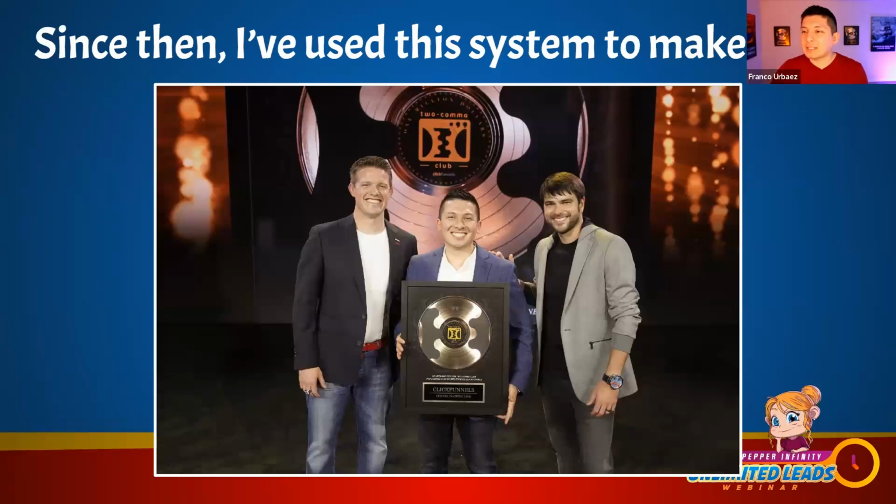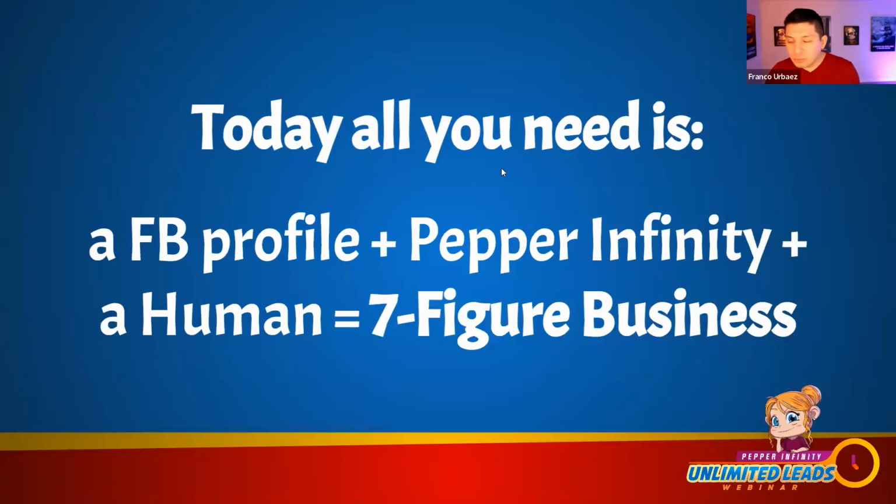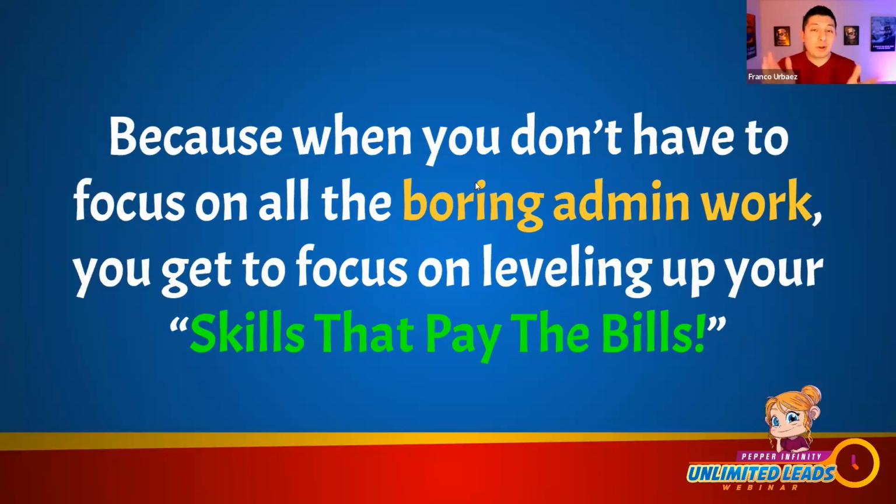Since then, I've used this system to make over $3 million from my personal profile. That's how the $1 Million Organic Marketing System was born. Today, all you need is a Facebook profile, Pepper Infinity, and a human, and you can have yourself a 7-figure business. When you don't have to focus on all of the boring admin work, you get to focus on leveling up your skills that pay the bills.